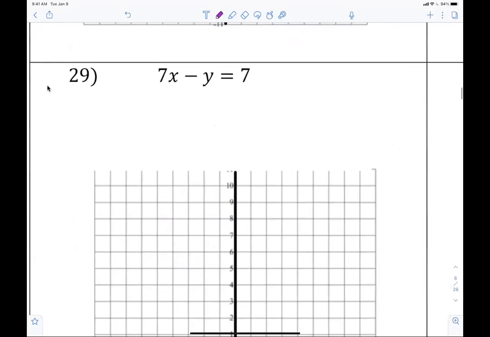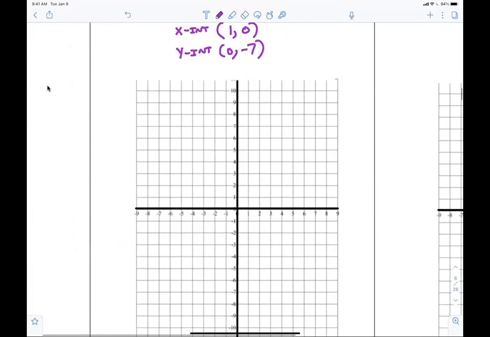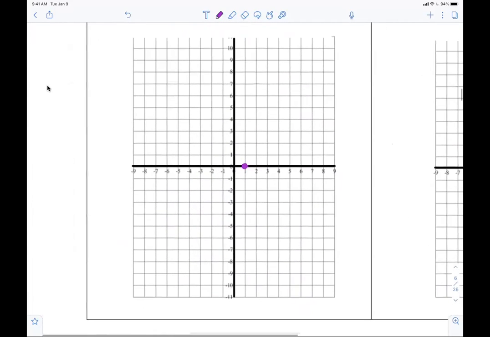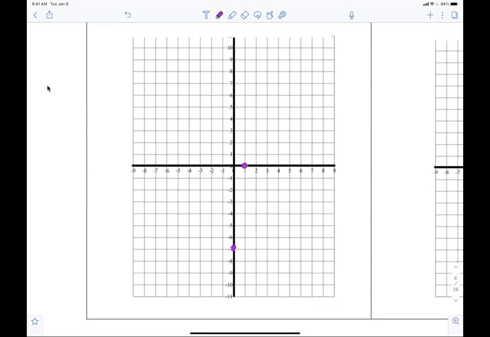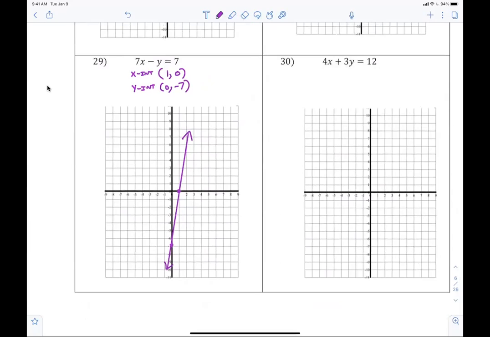So let's just try one more. All right, so x-intercept. What's the x-intercept? 1, comma 0. And what's the y-intercept? 0, comma -7. Very simple. Very, very simple. So let's do that. 1, 0. 0, -7. And then there we go. Anybody have any issues with that?